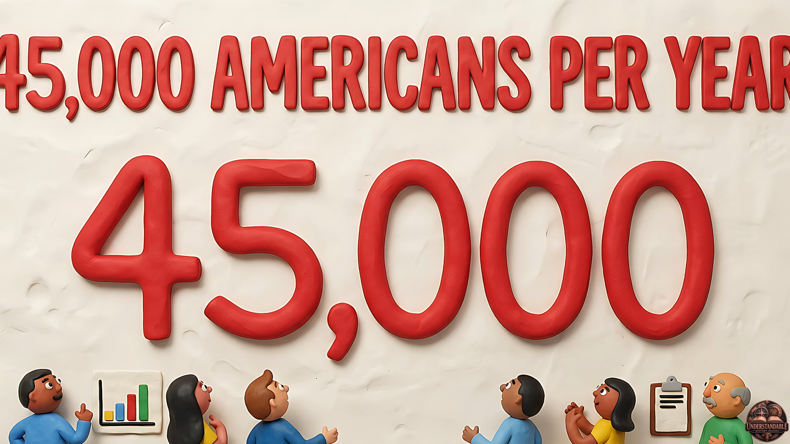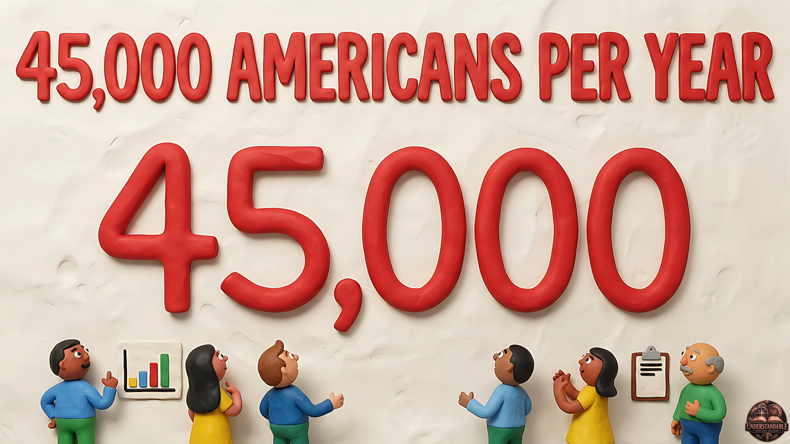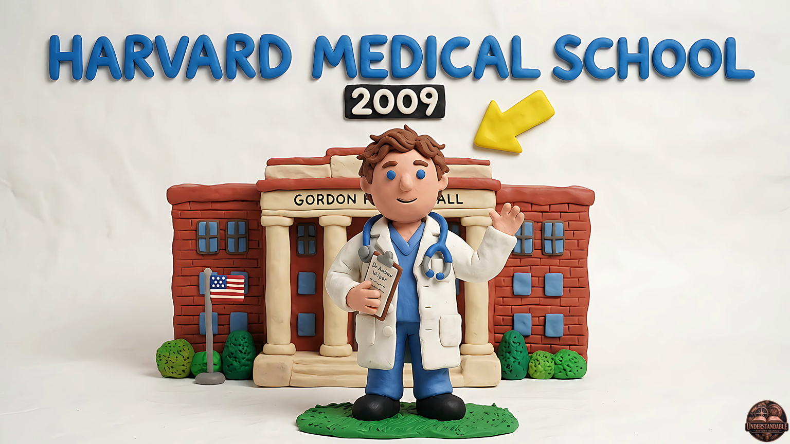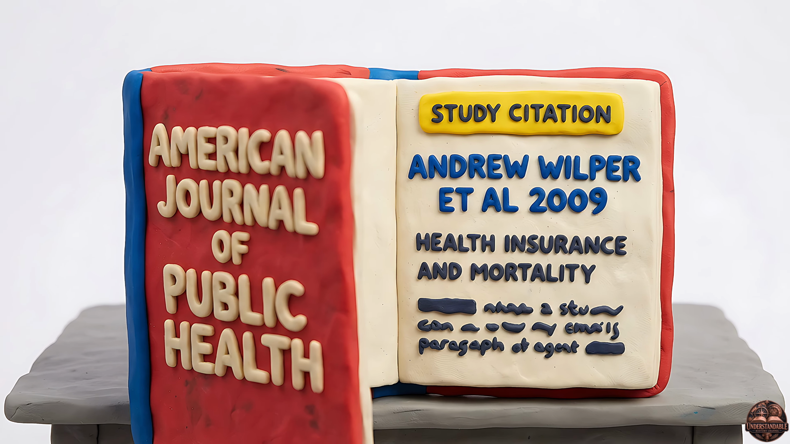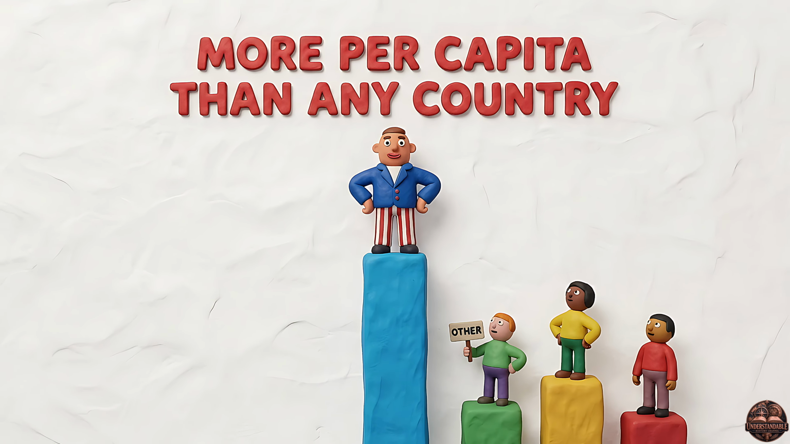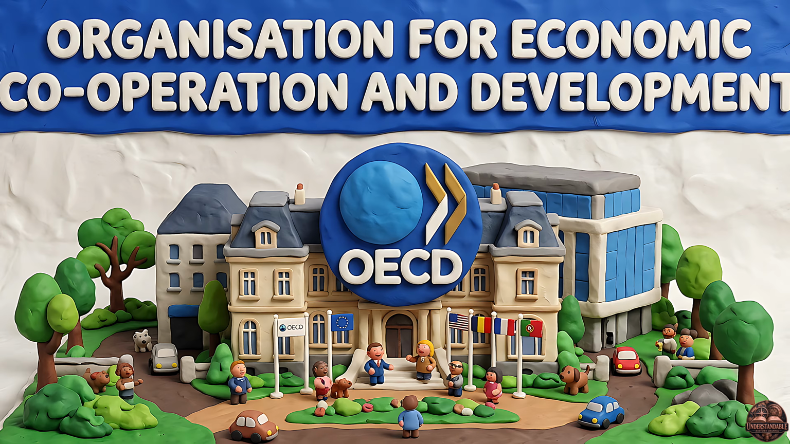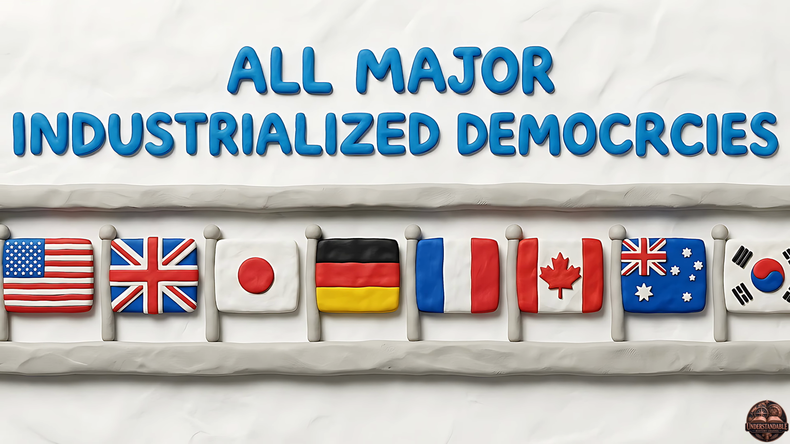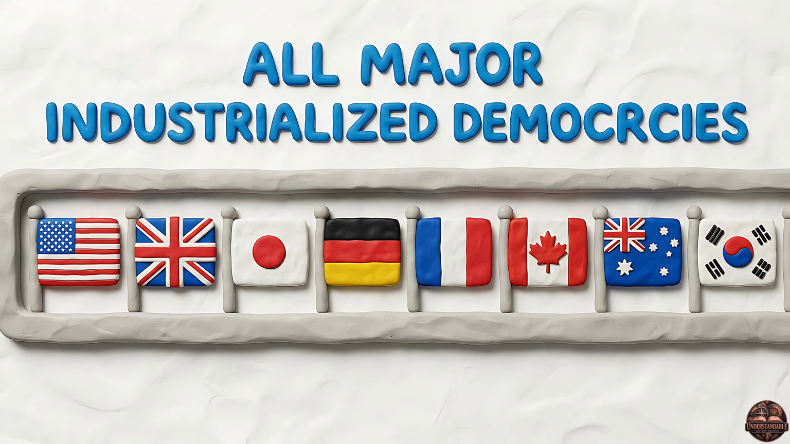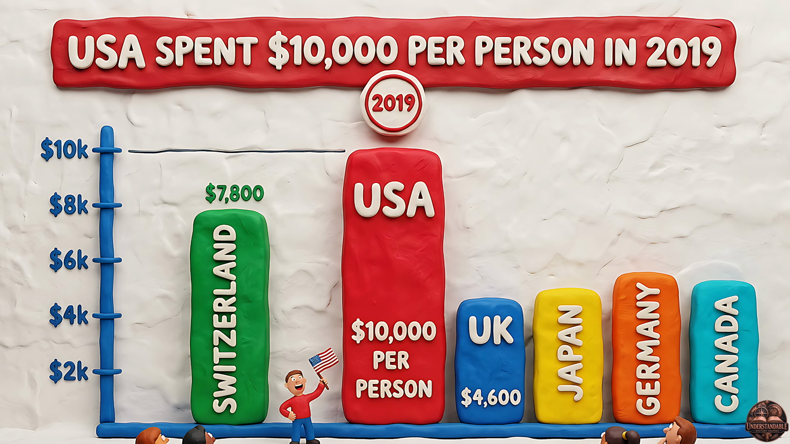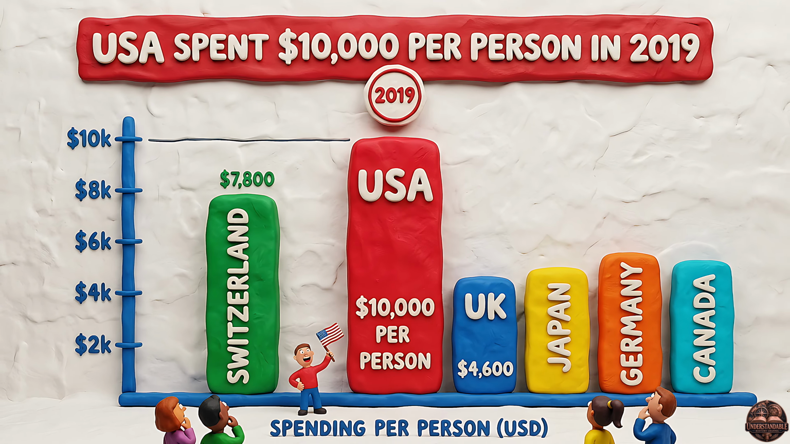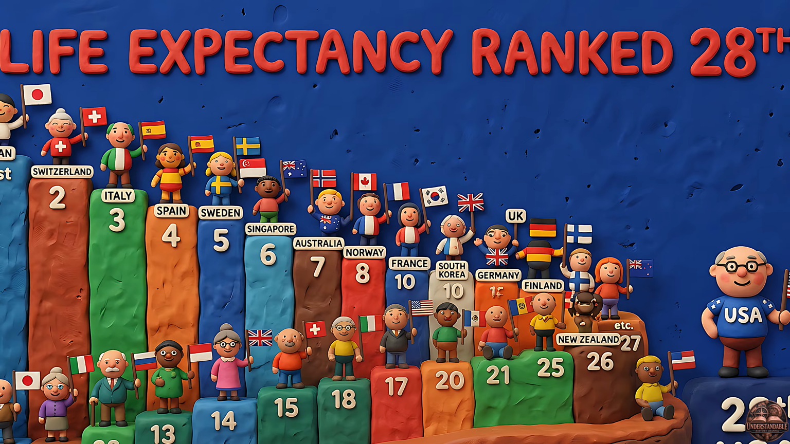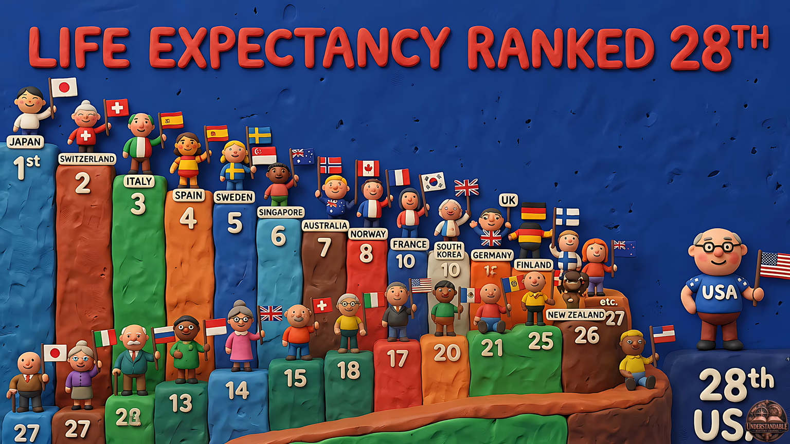In 2009, a study published in the American Journal of Public Health by Andrew Wilper and colleagues at Harvard Medical School estimated that 45,000 Americans died annually due to lack of health insurance. The United States spends more per capita on health care than any other country in the world. According to data published by the Organization for Economic Cooperation and Development, the intergovernmental body whose members include all major industrialized democracies, the United States spent approximately $10,000 per person on health care in 2019, more than double the average of comparable nations. Life expectancy in the United States in that same year ranked 28th among the 38 OECD member countries.